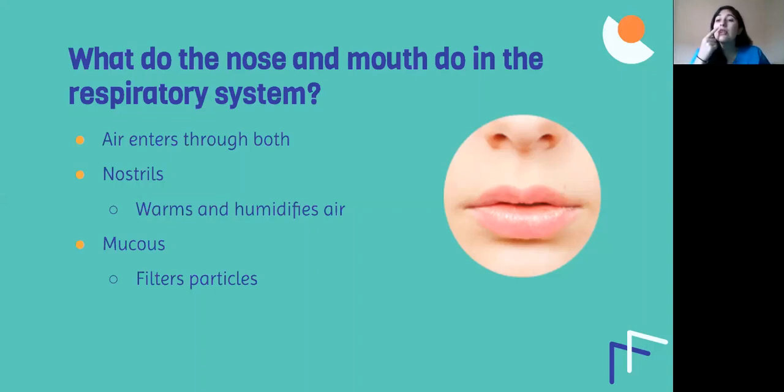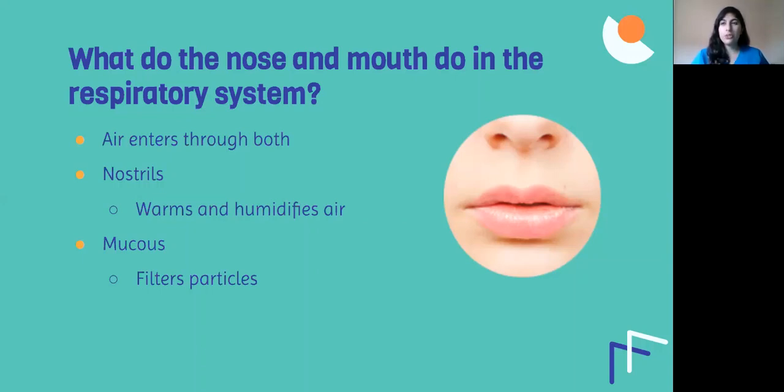The nostrils, which are the two holes here in your nose, are what allow the air to get warm and humidified. Humidified means that the air is kind of wet and moist. And the reason you want the air to be moist is because that way it goes better through your body.